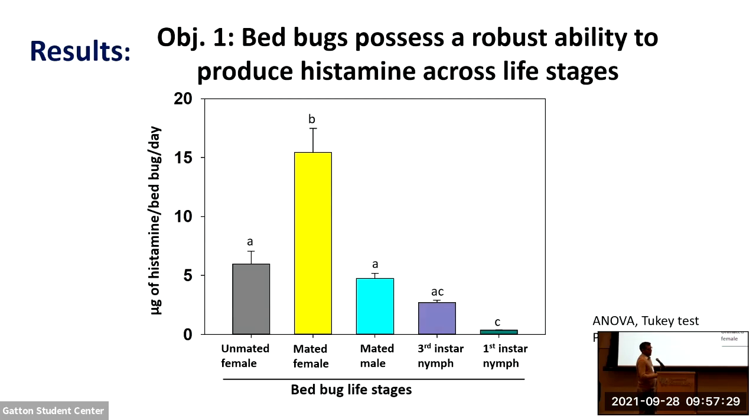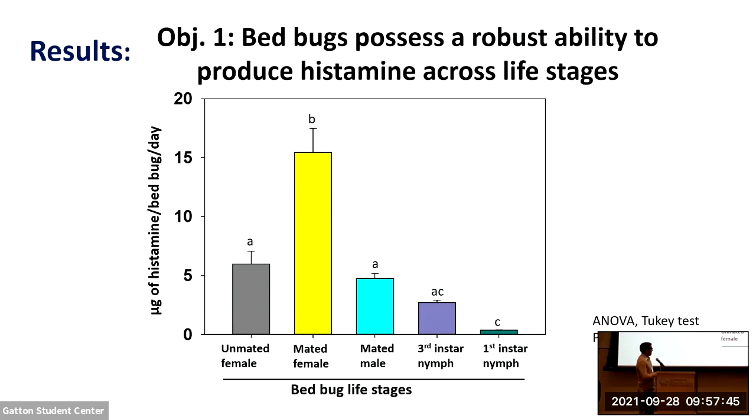So here is the result from the first objective. In the y-axis, you can see the microgram of histamine per bedbug per day, in a single day. And in the x-axis, bedbug life stages. I already mentioned in the introduction that they have different life stages, and you can see the different life stages here.